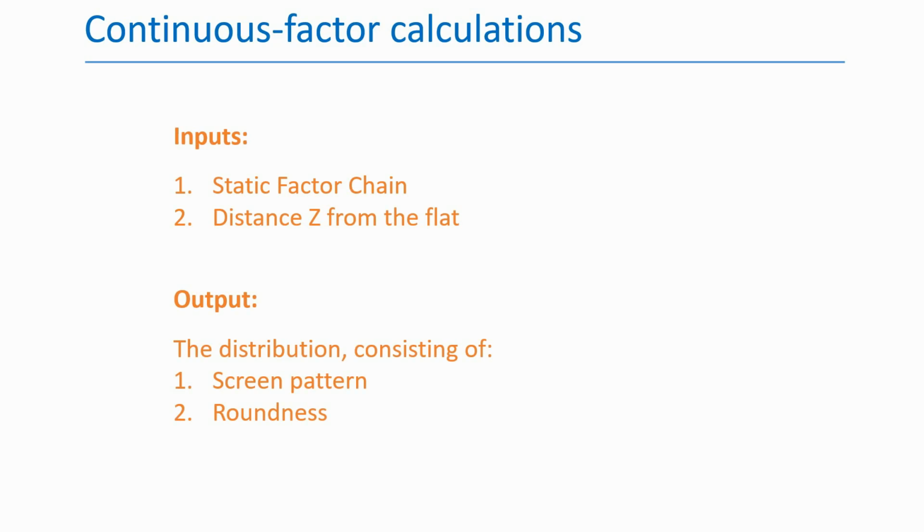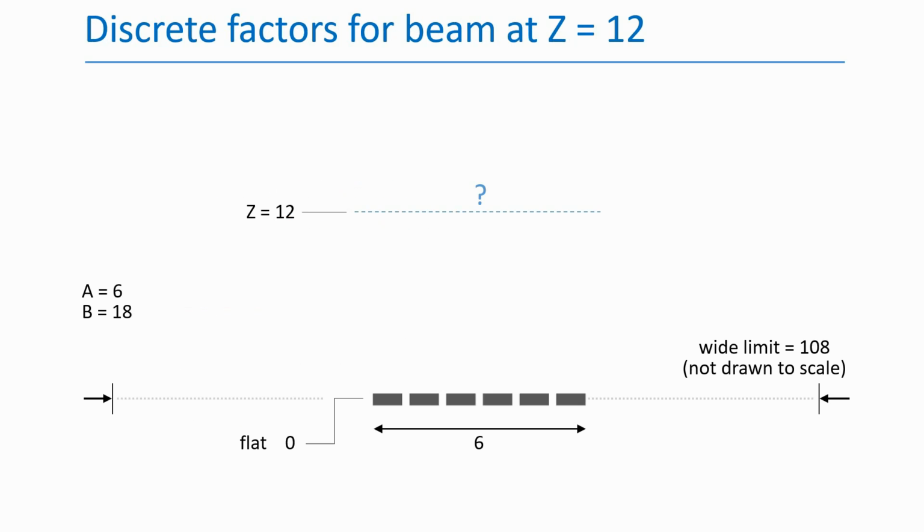The output of the calculation is the distribution, which consists of two parts. The first is the screen pattern, which is the spatial pattern that you can observe on a screen or a camera. The second is the roundness, which is the number of different angles that are present in the light. Alternatively, it's the number of source patches that emit light to each target patch. We're going to step through this method by applying it to the beam.